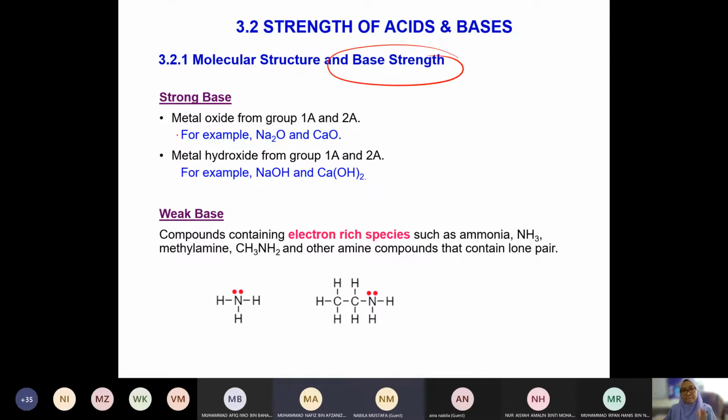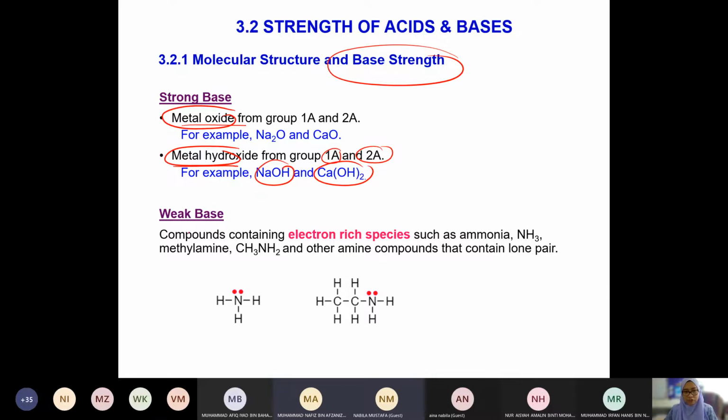Strong base: atoms coming from group 1 and group 2. As simple as that. Metal oxides from group 1A and 2A, for example sodium oxide, calcium oxide, and also metal hydroxides. We have metal oxides and metal hydroxides, again coming from 1A and 2A: sodium hydroxide, calcium hydroxide. This is just examples. We have magnesium hydroxide. What else? Potassium oxide, potassium hydroxide. Those are basically elements from group 1 and group 2. They are considered strong bases.